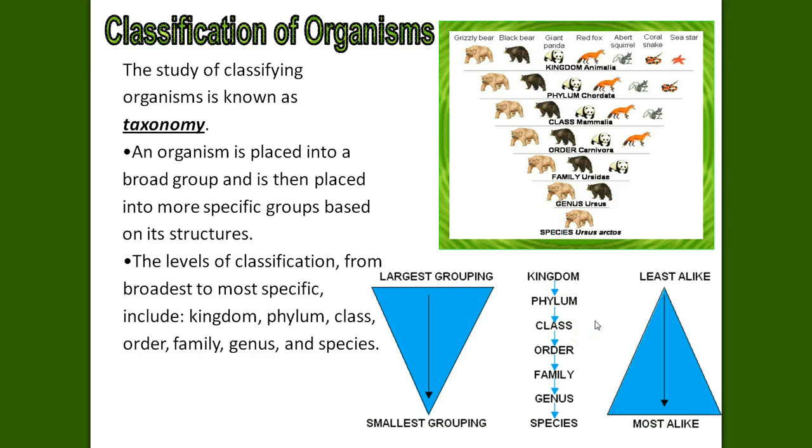And this is how we memorize it. Kingdom, phylum, class, order, family, genus, species. What? Kingdom, phylum, class, order, family, genus, species.